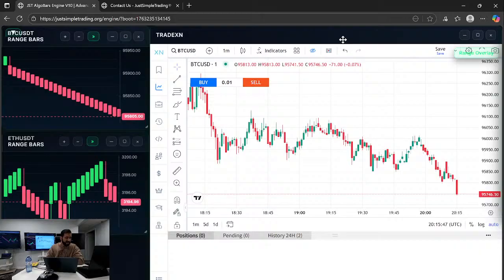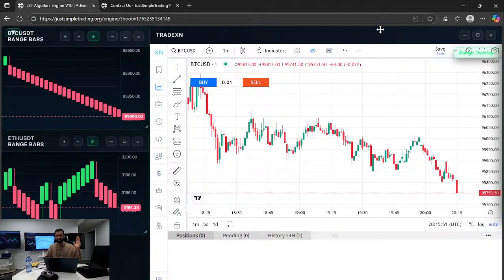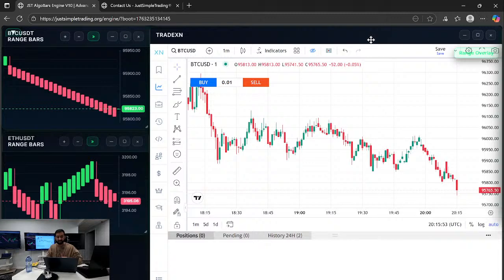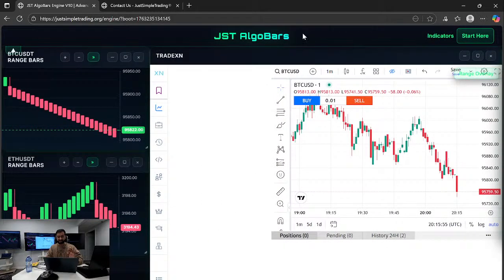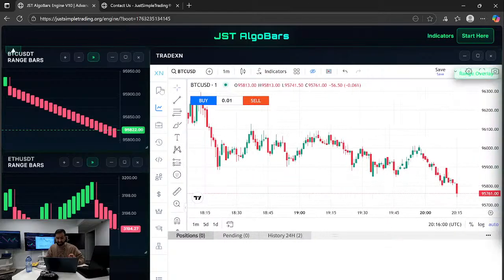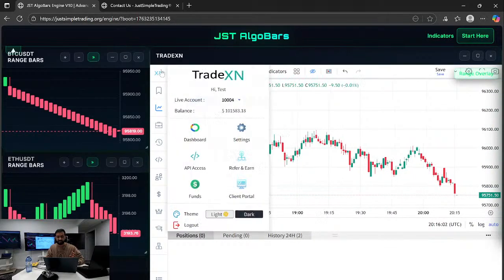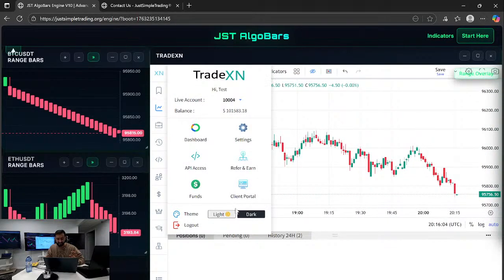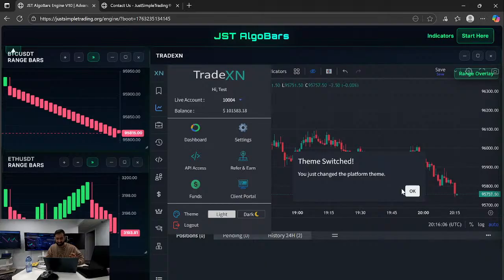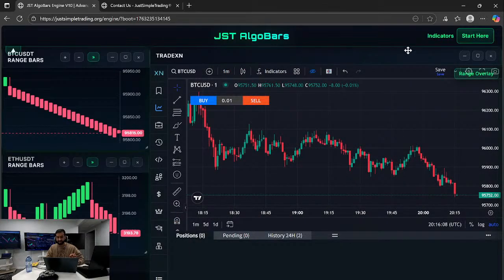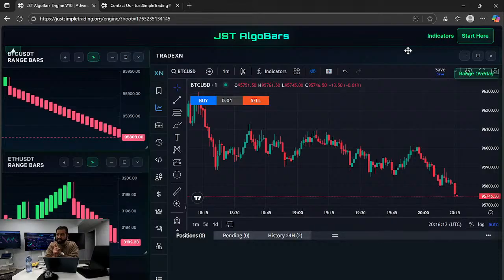All right. So let's get into how we use the system, okay? Because we just launched our brand new JST algo bars system. Just so you guys understand, this cost us over $1.8 million USD. Okay, just so you guys know. And it's actually built for you guys. Now you guys have access to all of the markets, okay? The majority of the markets you guys have access to.